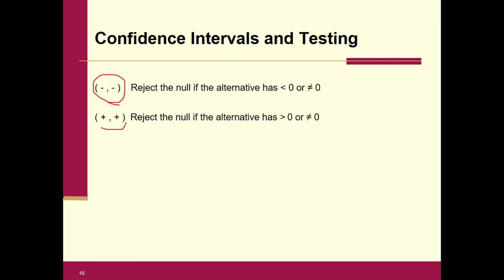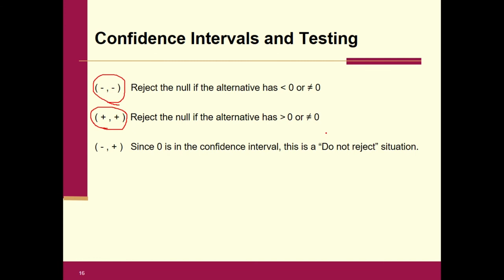If the confidence interval was entirely positive, then we would reject the null if the alternative had greater than 0 or not equal to 0. And in the do not reject situation, meaning we had inconclusive results, we would expect the negative and positive bounds.